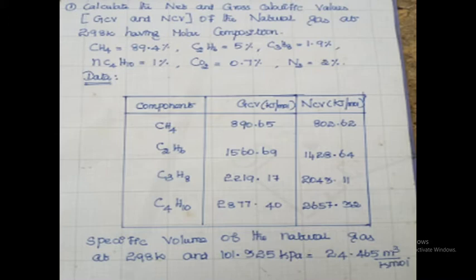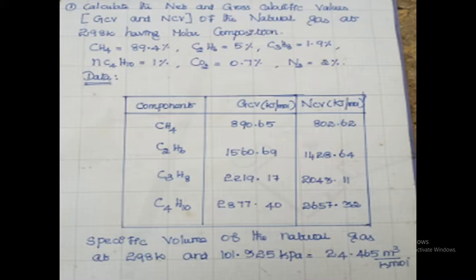Data are given: for components CH4, C2H6, C3H8 and C4H10, the GCV and NCV values in kilojoule per mole. First, GCV: 890.65, 1560.69, 2219.17, 2877.40. NCV: 802.62, 1428.64, 2043.11, 2657.32. Are you clear or not?